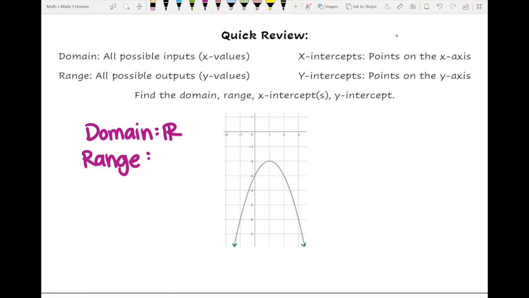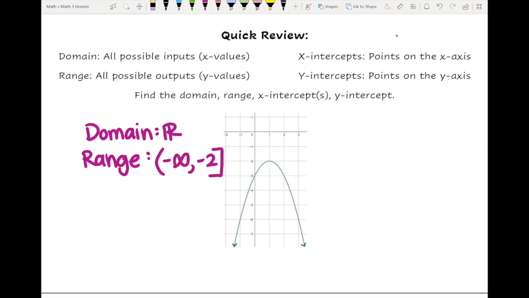I'm going to go from the lowest, which again, the arrows, it's going to go down forever, down to negative infinity. And I'm going to go from negative infinity up to my highest value, which again is -2. I cannot include the negative infinity, so I have to have the parentheses there. It does actually hit the -2. There is an actual point there, so I will include the -2 with a square bracket.